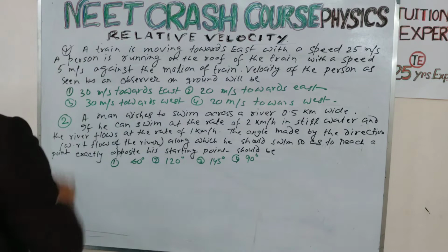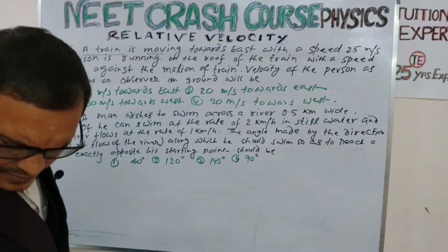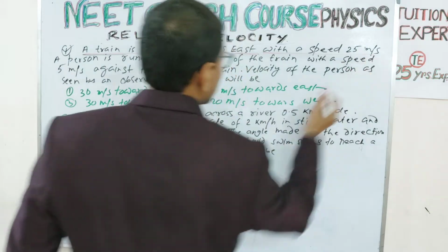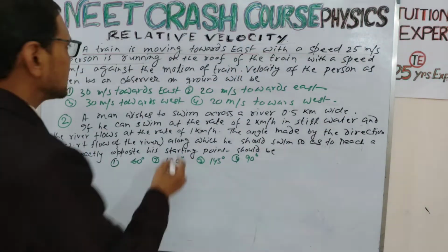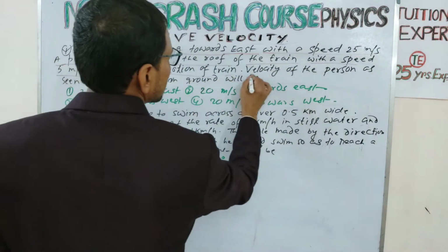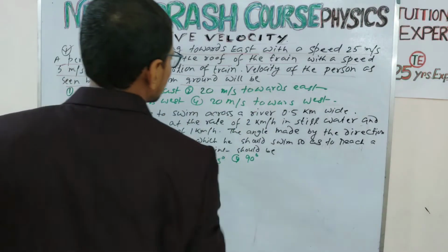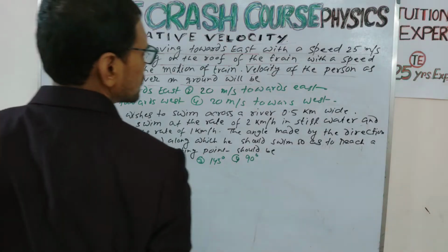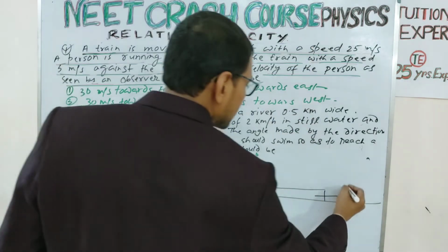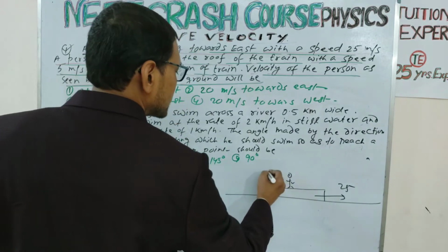Now there are many problems. The first problem: a train is moving towards east with a speed of 25 meters per second. A person is running on the roof of the train with a speed of 5 meters per second against the motion of the train. What is the velocity of the person as seen by an observer on the ground? The train is moving along this direction with velocity 25, and the person moves along the opposite direction at 5.